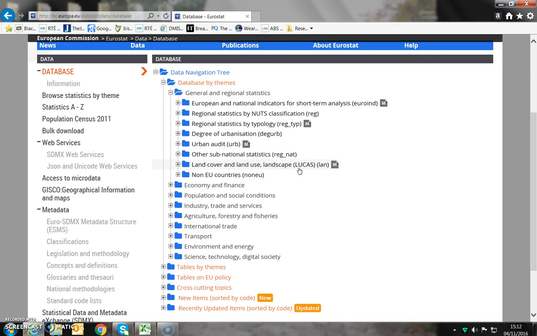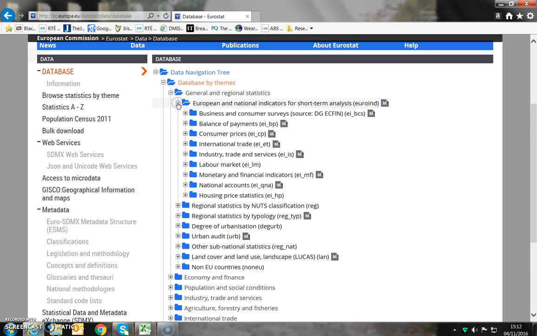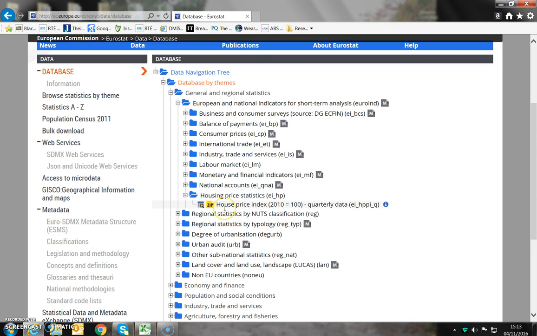And then underneath that you have a number of different options as well. European and national indicators, regional statistics by NUTS classification, regional statistics by typology, degree of urbanization, urban audit, so many different things. So we click on the first one, European and national indicators for short-term analysis, for example. And underneath that you have labour market, national accounts, monitoring financial indicators, and housing price statistics. So we'll have a quick look at housing price statistics first.